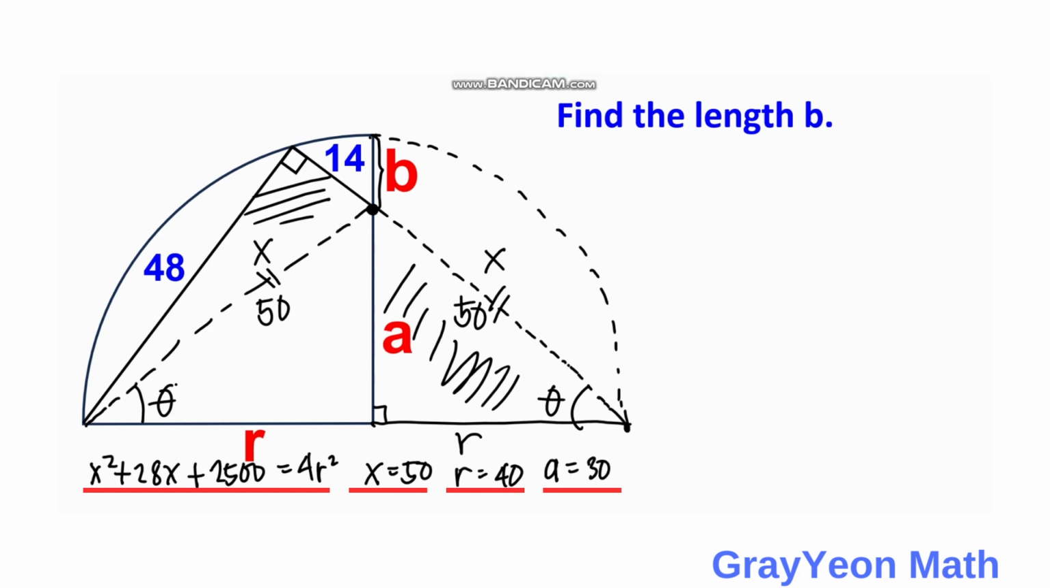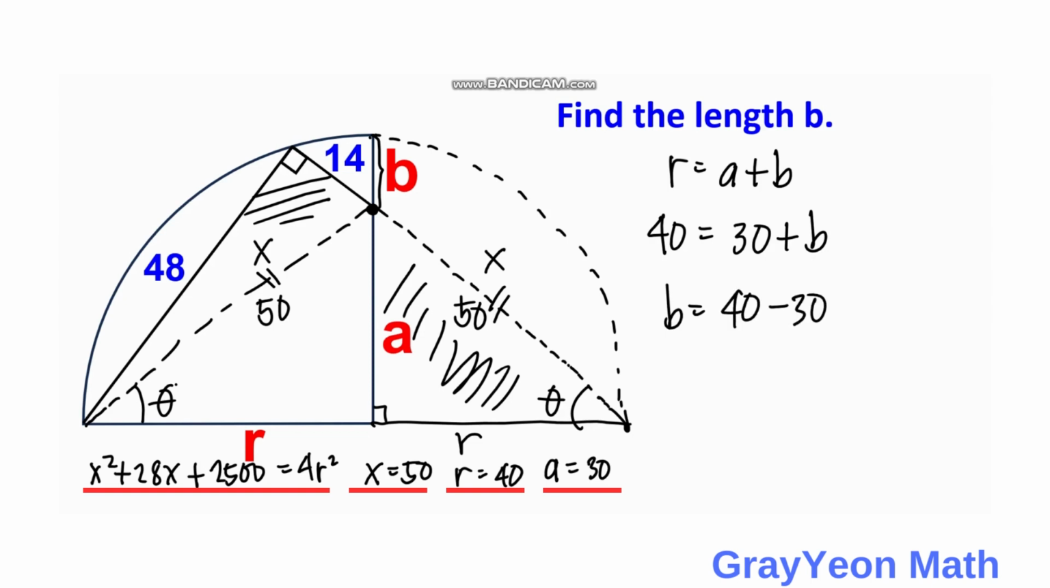And now for the final step, we find the value of b. So b is actually a part of r, and r is equal to a plus b. And since r is equal to 40 and a is equal to 30, b is equal to 40 minus 30. b is equal to 10 units. And this is our answer, the same as the answer that we got from the first method.